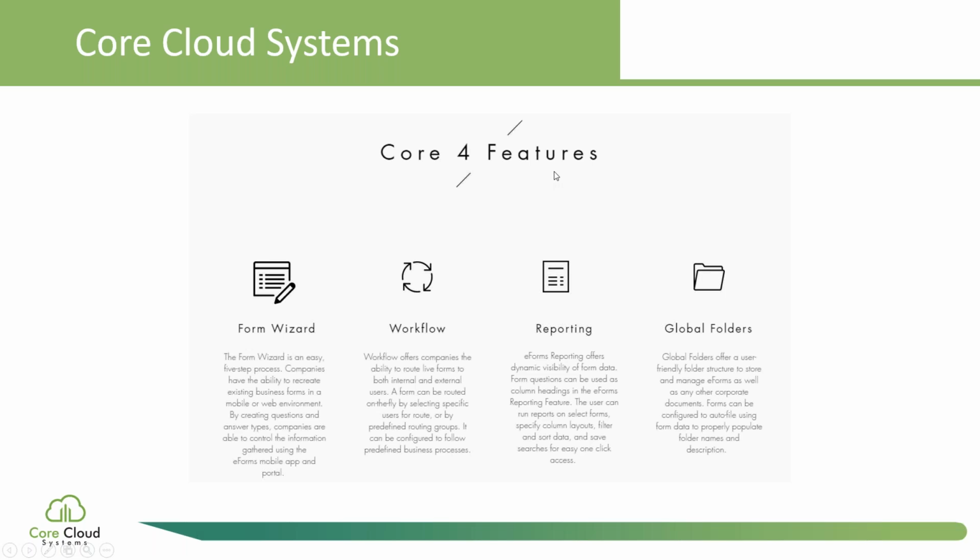So the CCS product is built into 4 features. They're called our core 4 features. The Form Wizard, a wizard-based form generator, and I'll show you that in a little bit. The workflow, which is the routing. The reporting, because we store the information, and we allow you to get to it and use it in your business processes. And then we've added global folders so that your guys in the field can have copies of those images on their smartphones, as opposed to having to get them sent out or PDF'd and sent to their phones out in the field. So this is the basis of the system.